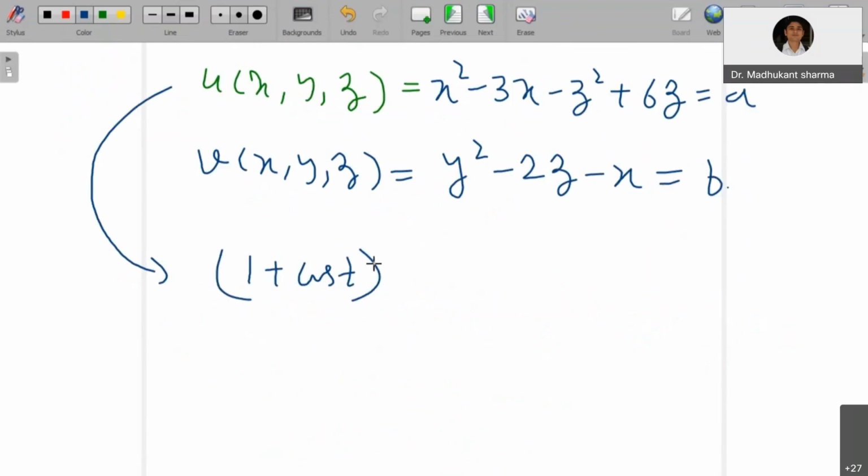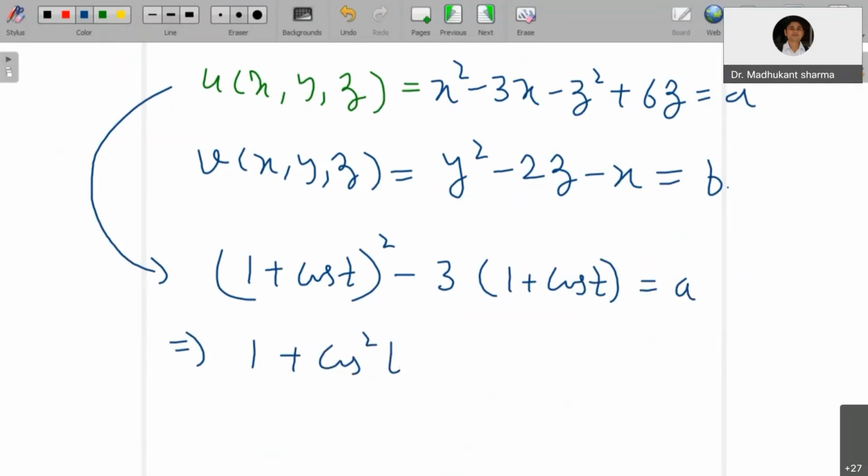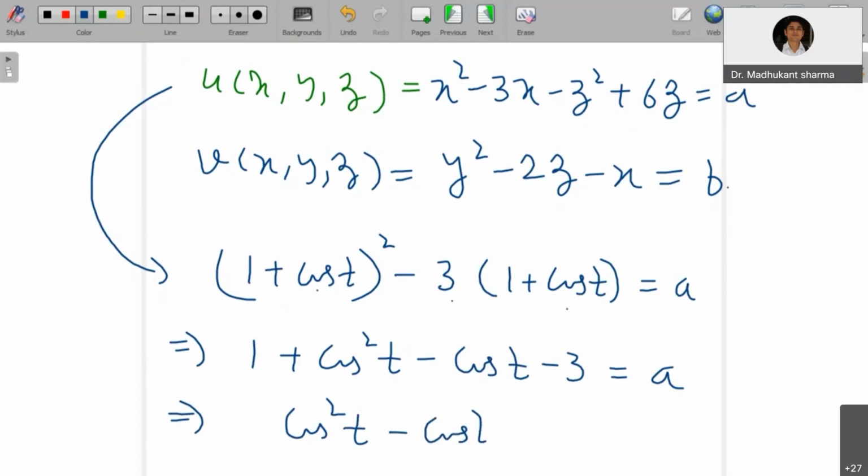Cos t whole square minus 3 times cos t, minus 3 times 1 plus cos t is equal to a. So solving this, it will give you 1 plus cos square t plus 2 cos t minus 3 cos t, so minus cos t, minus 3, which is equal to cos square t minus cos t minus 2 equals a.